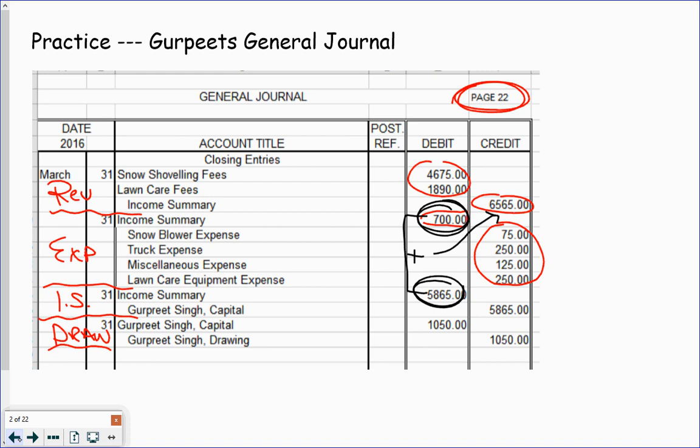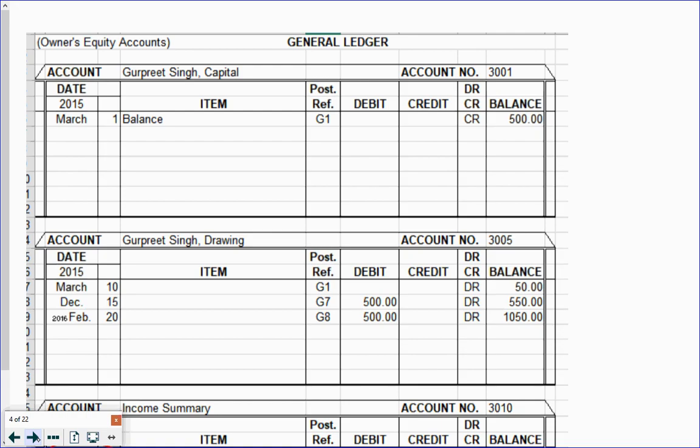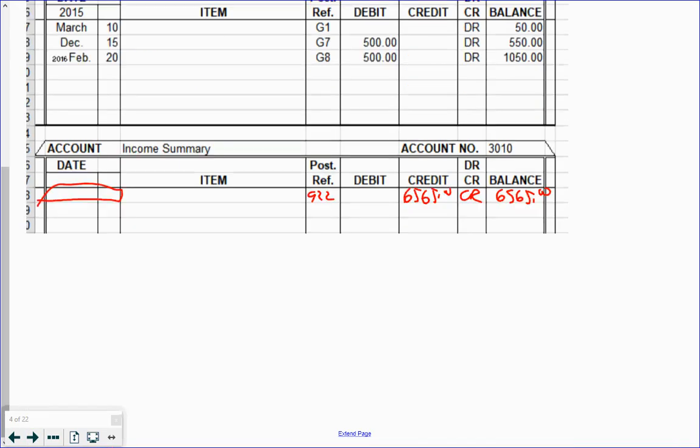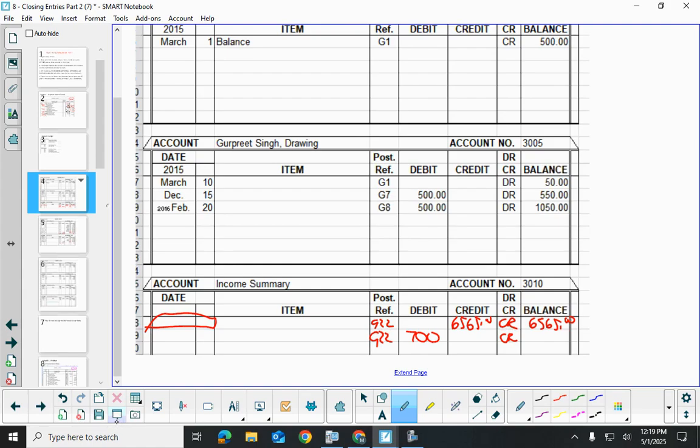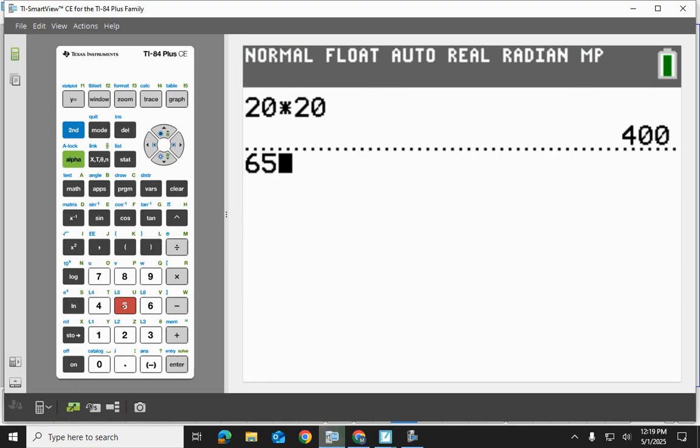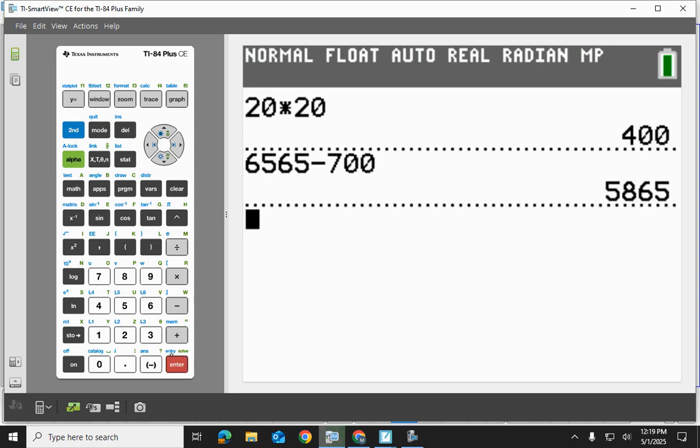I have to debit income summary 700. So debit 700. Now, that still means I have a credit balance. But because these are in opposite columns, you're going to subtract them. So 65.65 minus 700 is 58.65.